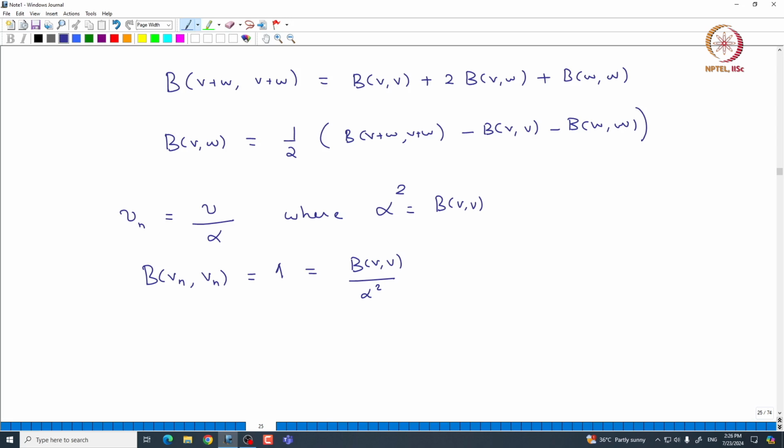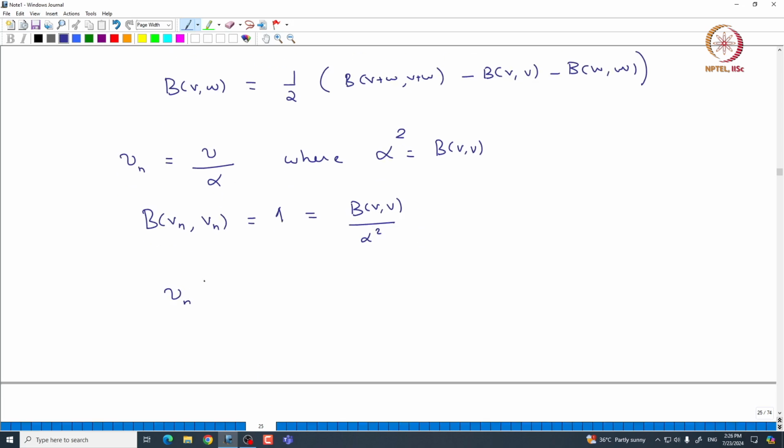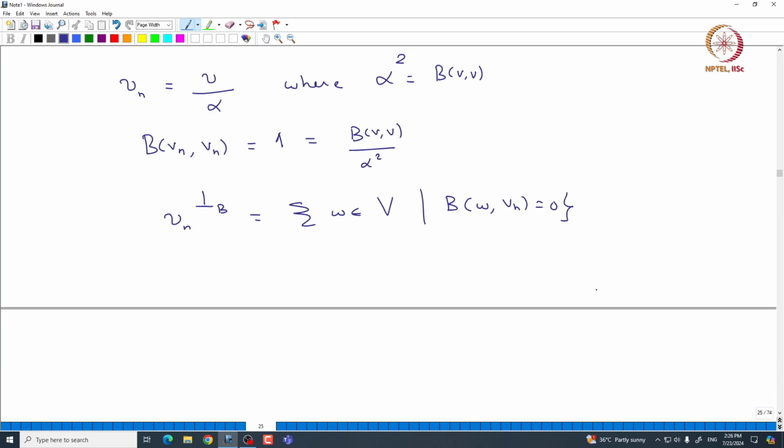So, we have this natural vector. What one can do is take the perpendicular of that with respect to B. Basically it is a subspace, those vectors W in V such that B(W,Vn) is 0. Now, since the form is symmetric, this is the same as B(Vn,W), and since the form is non-degenerate and we have chosen Vn such that B(Vn,Vn) is 1, looking at only the perpendicular of that, this is indeed an n minus 1 dimensional subspace.